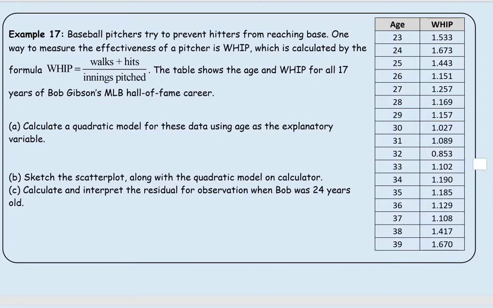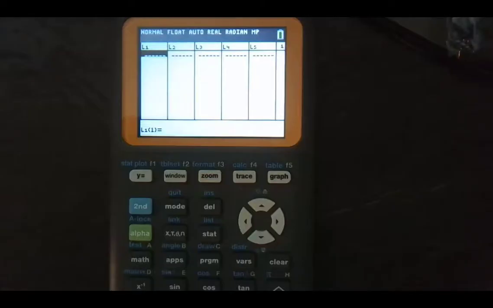What we're going to do is calculate the quadratic model for these data using age as the explanatory variable. So this would be our x, this would be our y. Again, we're going to switch over to our calculator view to figure this one out. We're now on our calculator, in our list, and we're going to put age in L1 and WHIP in L2.